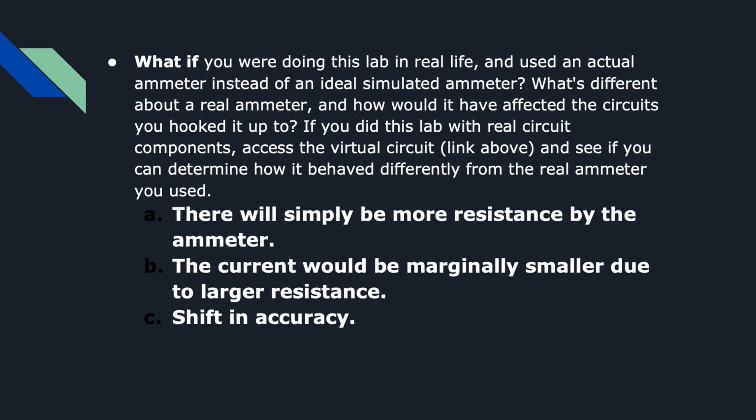So what if I recreated this lab in real life using actual ammeters instead of an ideal one? An actual ammeter uses real materials, and there is no material on Earth that can provide absolute zero resistance. So there will be resistance to be accounted for in the real ammeters. And because current is the ratio of voltage over resistance, the denominator would increase, which would result in a smaller current, which would lead to differences in accuracy.